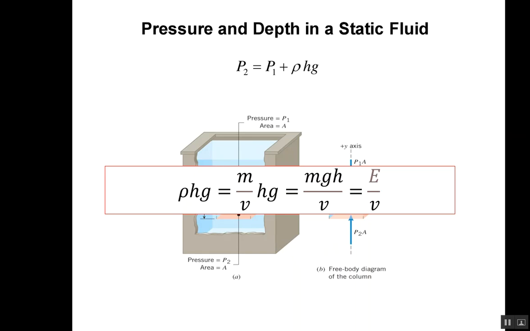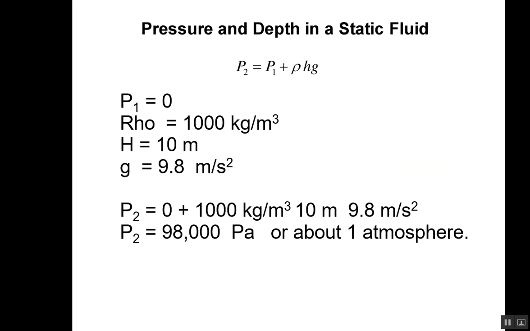So let's take a look at that. Rho g h, mass per unit volume, that's your density. So on the top of this fraction, we have mgh. That is a potential energy over volume. So this is your potential energy term. Again, we have energy per unit volume.